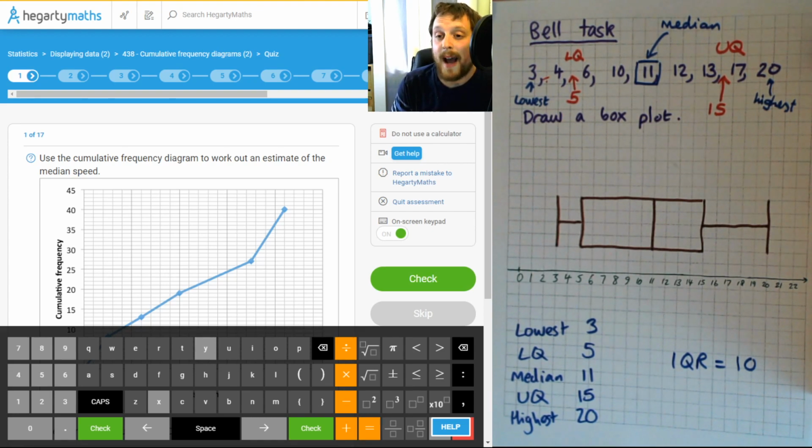So when the question is asking who was more consistent, it's whichever has the smaller interquartile range. I know it's not easy to see on Hegarty Maths, okay? It's quite small on the screen. I totally accept that. But the method is you look to see what the upper quartile is, and you look to see what the lower quartile is, and you do that for both of them. So you work out the interquartile range for both of them. And then whichever one is smaller, that was the one that was more consistent.